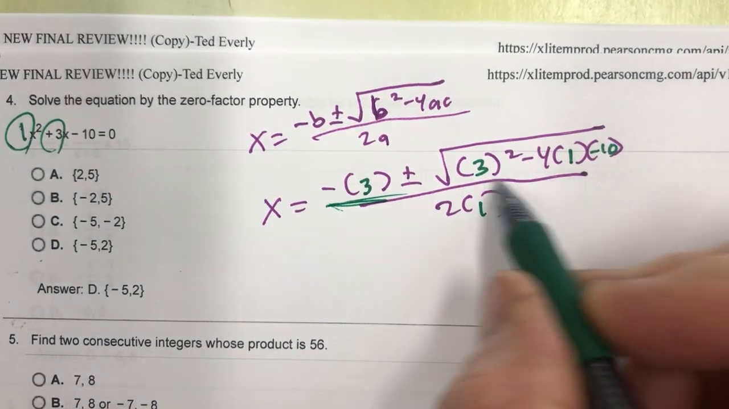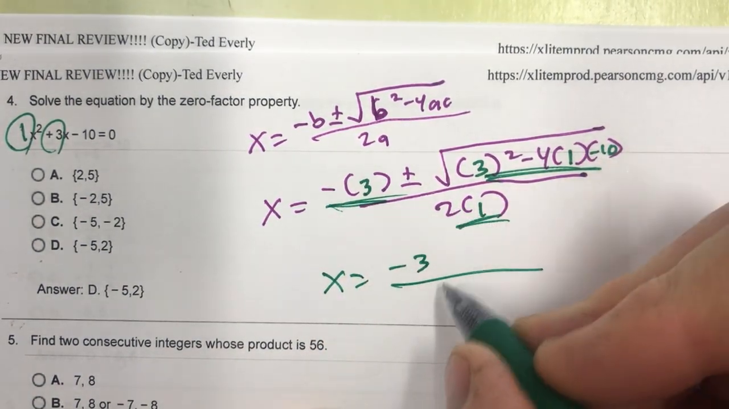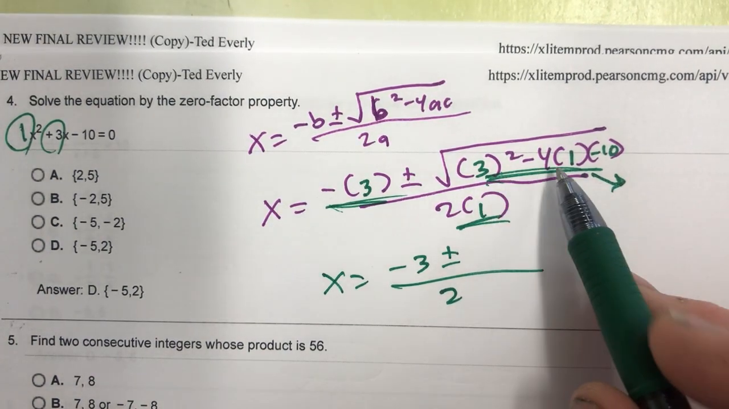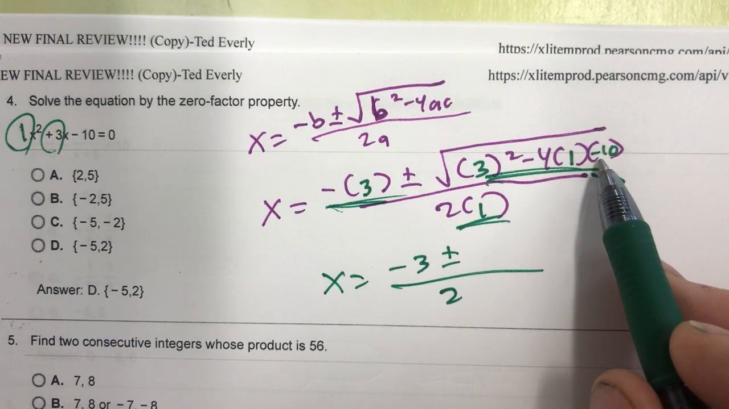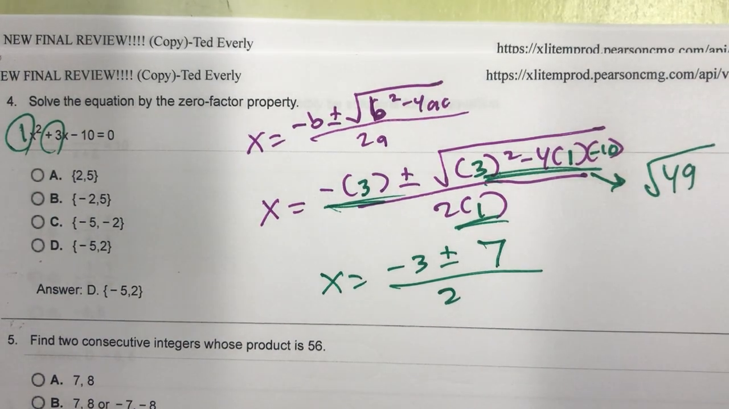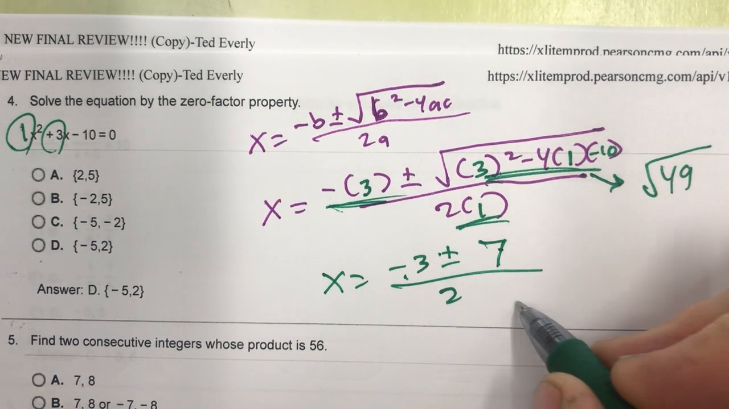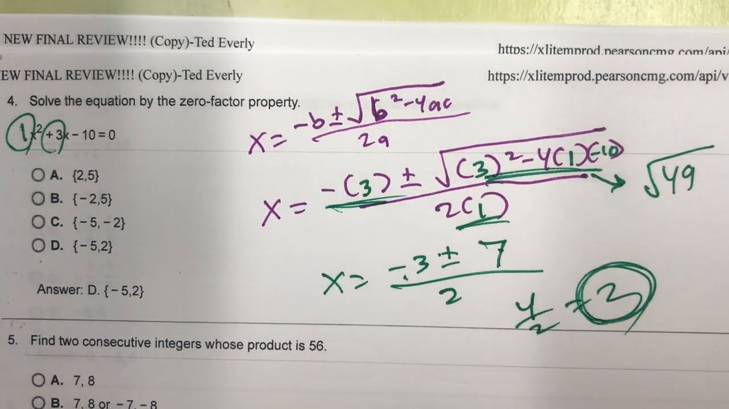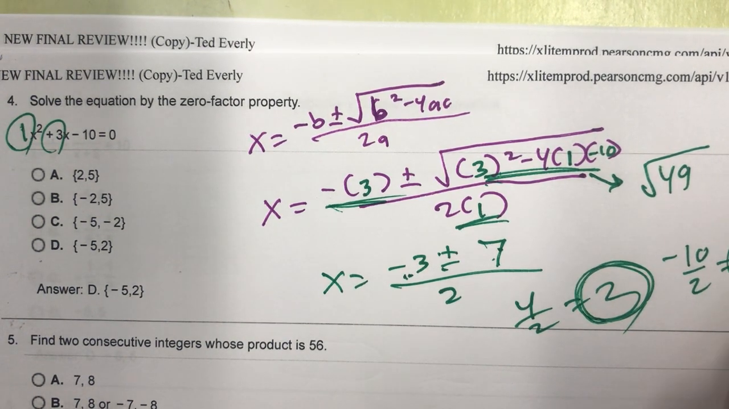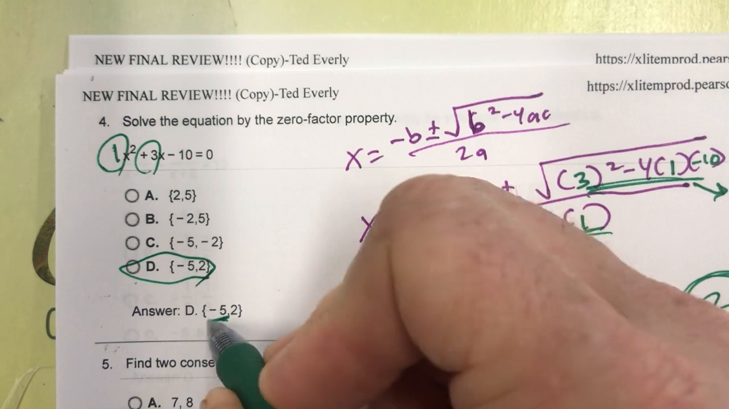Okay, then there's 1, 2, 3 things to do at one time here. Right there, that's a -3. 2 times 1's a 2 down here. And then in my radical, the discriminant, 3 squared minus 4 times 1 times -10, that's going to be 49. Square root of 49, which is 7. Okay, so there you go. Now, my two answers, -3 plus 7 is 4. 4 divided by 2 is 2. There's 1. -3 minus 7 is -10. Divided by 2 is -5. There's my two answers, 2 and -5. And right here, D. That's right.